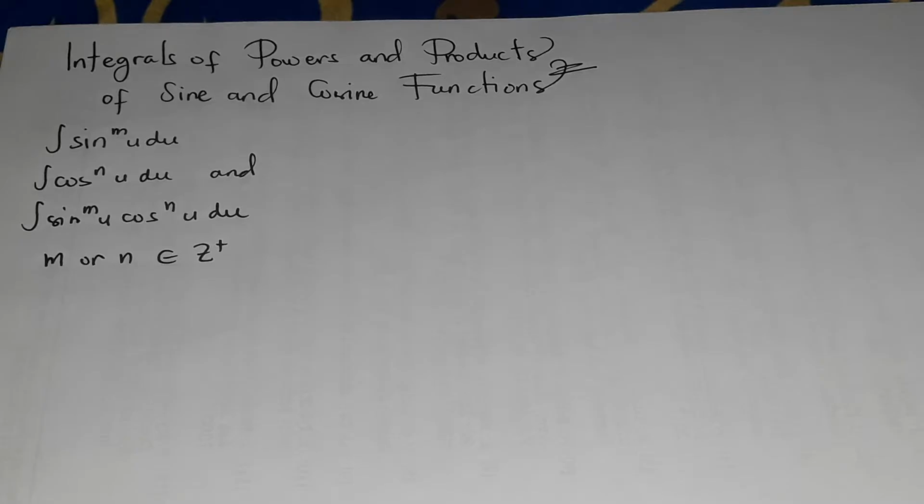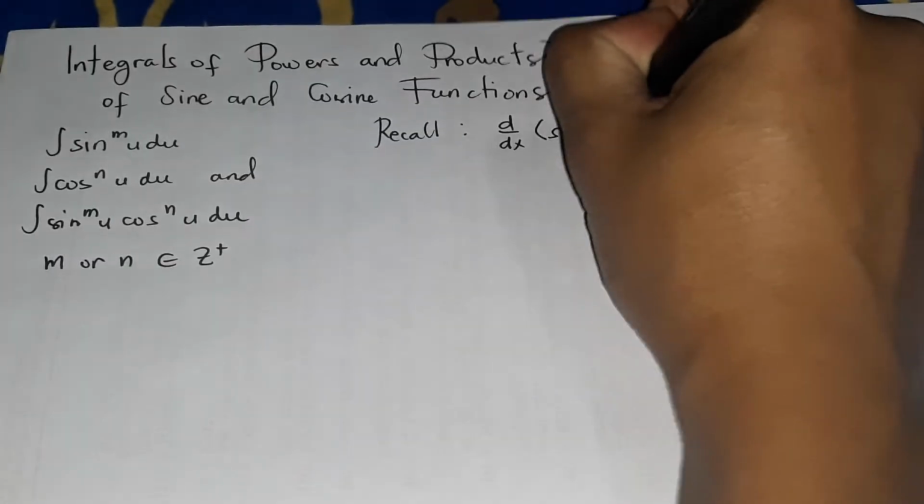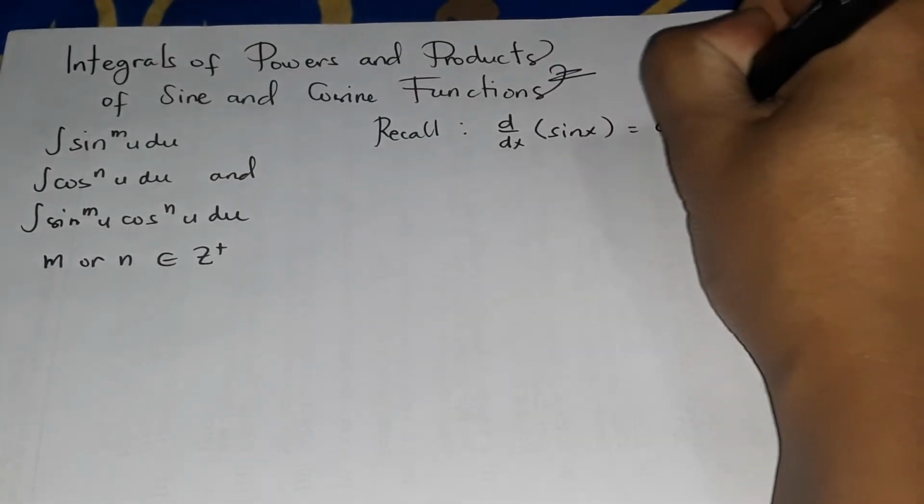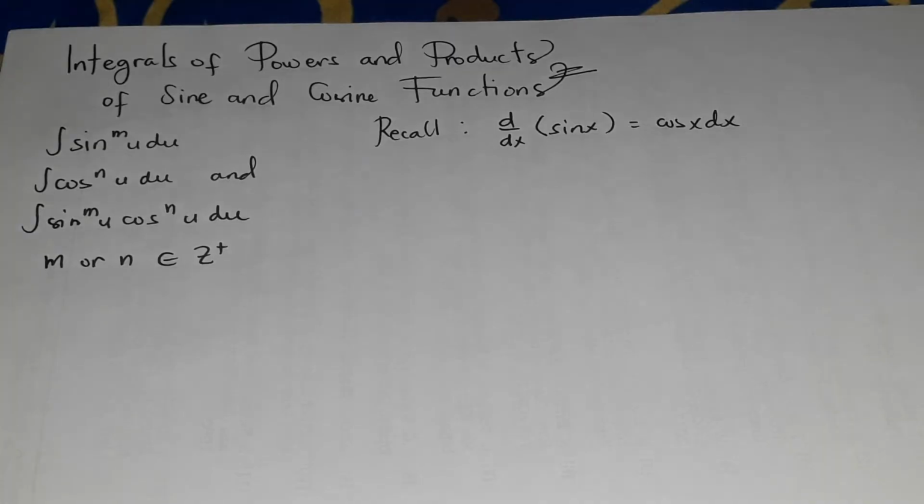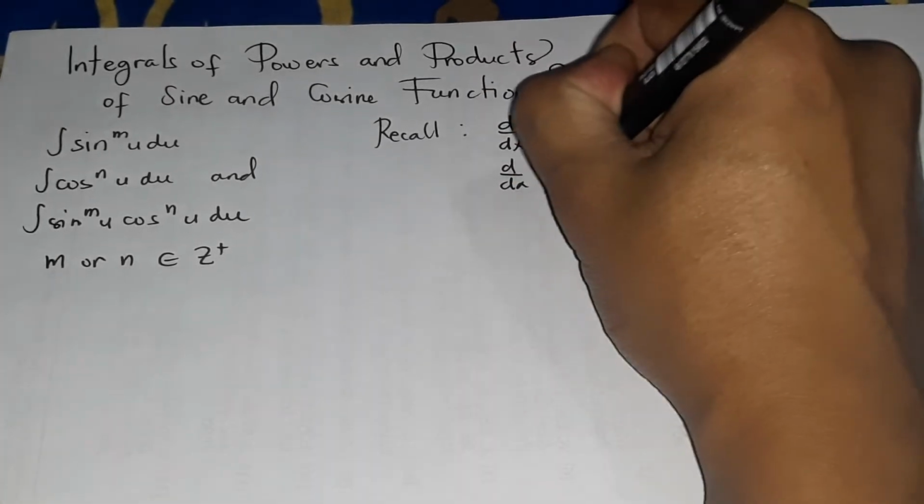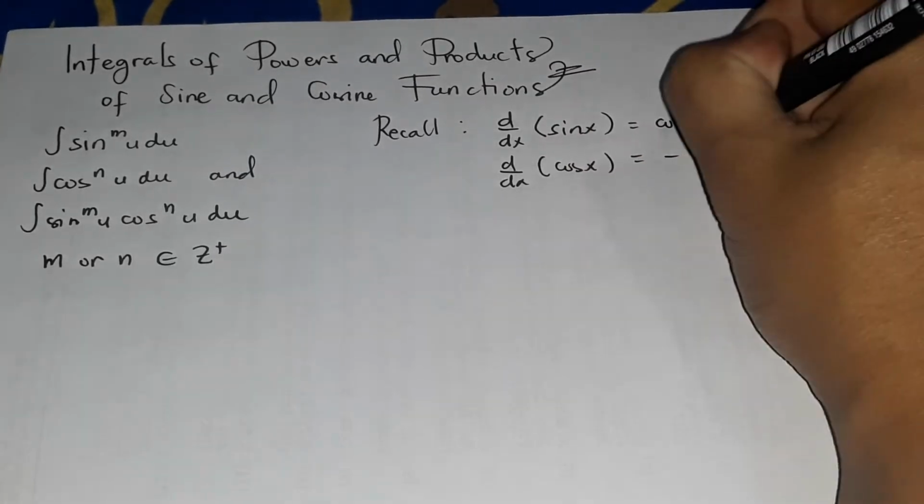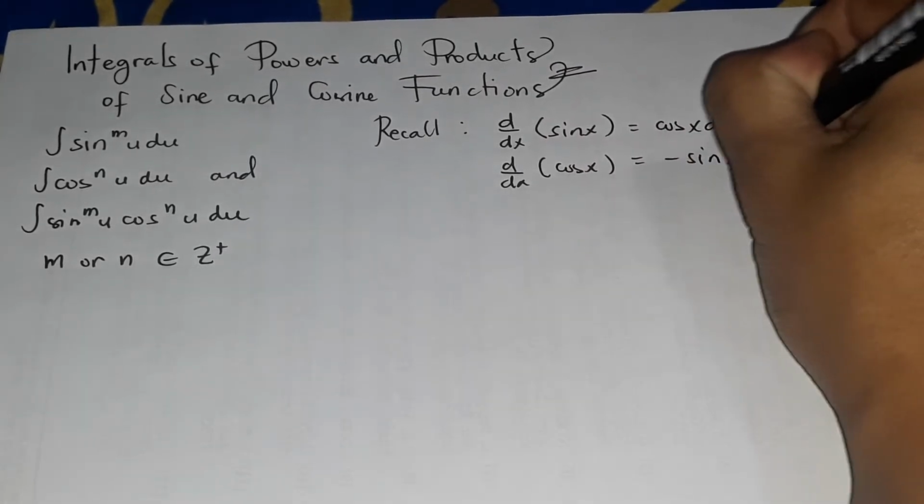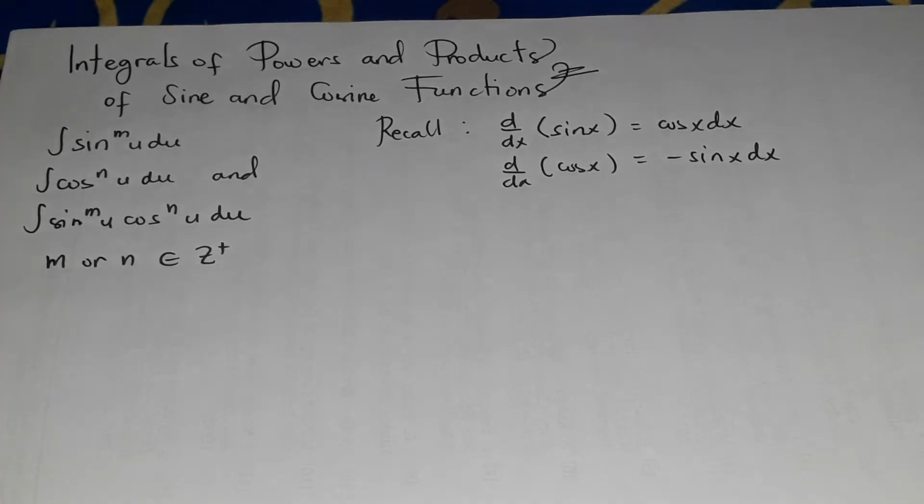For this group of integrals, we have to recall that the derivative of sine x is equal to cosine x dx. The derivative of cosine x is equal to negative sine x dx.